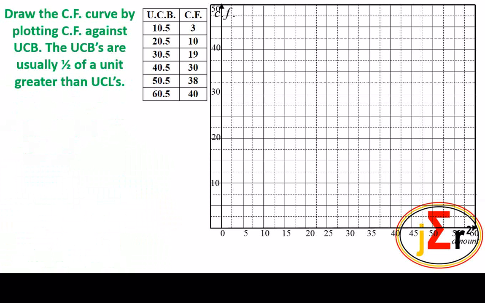Draw the cumulative frequency curve by plotting cumulative frequency against upper class boundaries. The upper class boundaries are usually half of a unit greater than the upper class limits. What are the upper class limits of this data set?